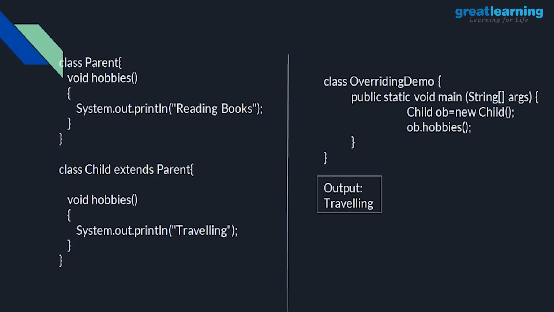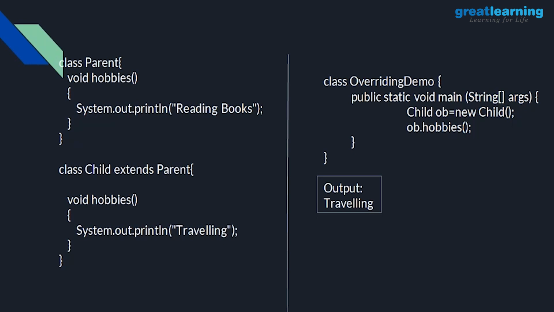You see, parent is having a hobbies method. It says reading books. Child extends it, inherits it. Now it also has the same method, same name. One thing you have to be very careful about, it has to be exactly the same. If hobbies is having an argument, this hobbies should also have an argument.